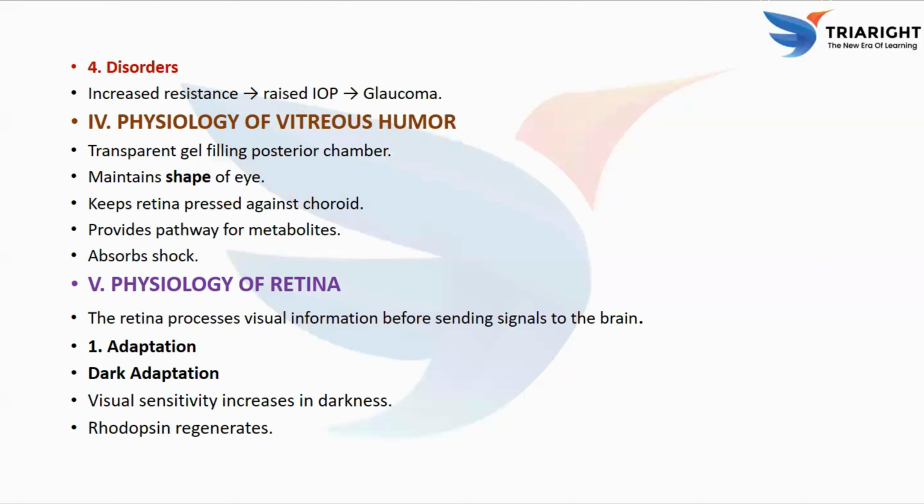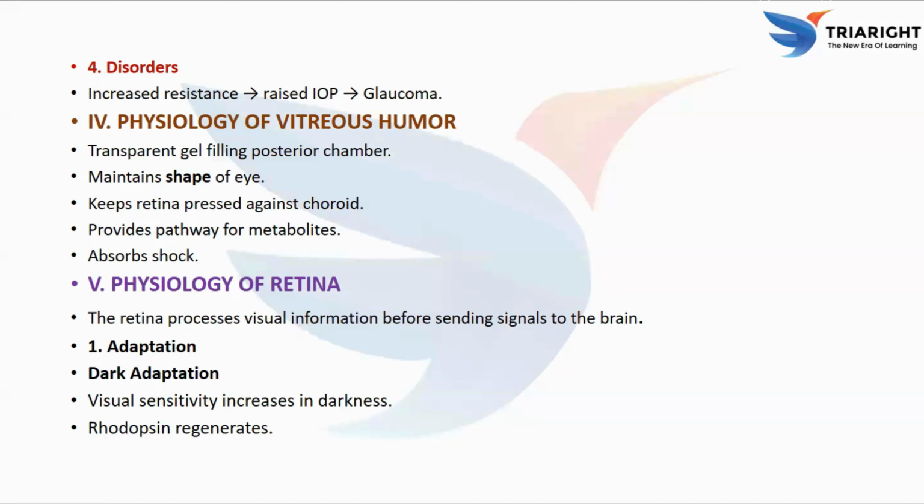So what is the first function? Adaptation. The retina adjusts to different levels of light. There are two types. The first one is dark adaptation. This is the process by which the eye becomes more sensitive when moving from bright light to darkness. So what happens in dark adaptation? Visual sensitivity increases in the darkness. The rods become more active because they work better in dim light. The cones play a smaller role. And then the rhodopsin regenerates.